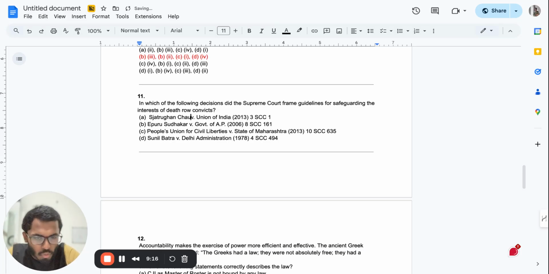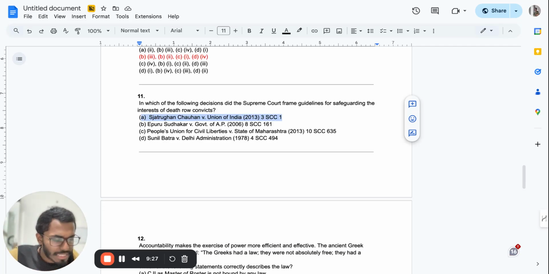Shatrughan Chauhan versus Union of India case. In which of the cases did the Supreme Court frame guidelines for safeguarding the interest of death row convicts? It was basically the Shatrughan Chauhan versus the Union of India case. Here they basically spoke about the right to receive notice of rejection of a mercy petition.